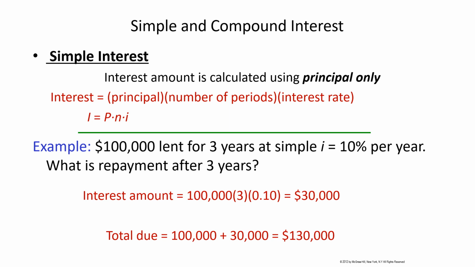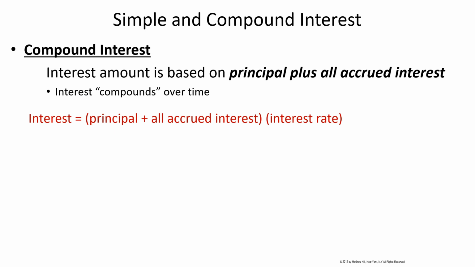We won't spend too much time on that because of how uncommon they are. What's far more likely to happen anytime you borrow money is that the lender will want interest paid on the total amount which is due at the end of each period. So that means compound interest. Compound interest says that the total amount due at the end of some time frame is the principal plus all the accrued interest. And so interest compounds over time.